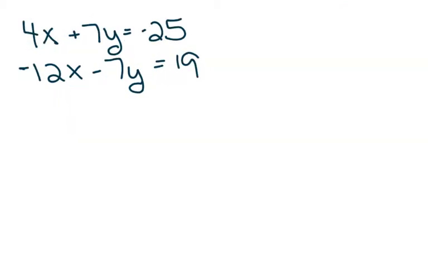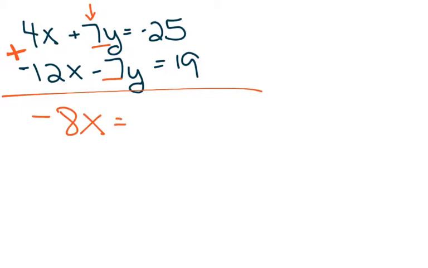All right, let's do one more elimination. Ooh, I like this one because the y's are already equal to each other if we look at these coefficients right here. So I'm going to put a big plus sign. All right, 4x plus negative 12x gives me negative 8x. And negative 25 plus 19 gives me 6. Divide both sides by negative 8 will give me 0.75. Or you could write it as 3/4.